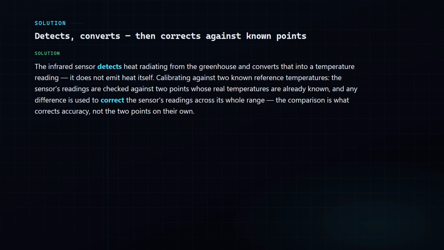Here is the solution. The infrared sensor detects heat radiating from the greenhouse environment and converts that into a temperature reading. It does not emit heat itself. And calibrating against 2 known reference temperatures, the sensor's readings are checked against 2 points whose real temperatures are already known. Any difference between the sensor's reading and the true value is used to correct the sensor's readings across its whole range. Not just restating that 2 points were used, but explaining that the comparison is what corrects the sensor's accuracy.